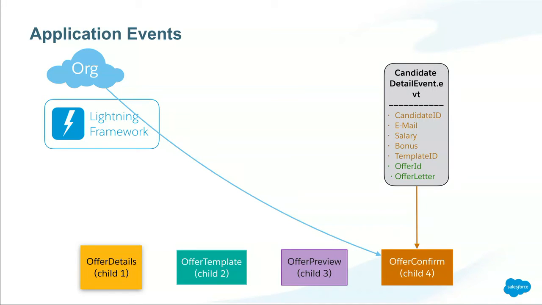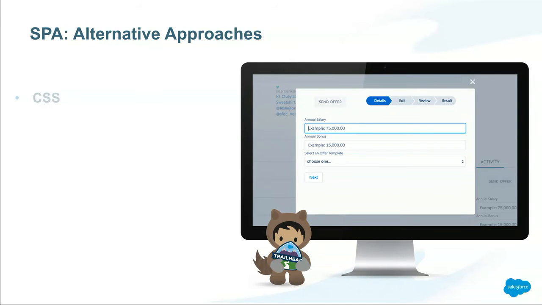So again, you can see that we use Lightning events of two types here to control the navigation inside our SPA and also to share information with each child Lightning component in our flow. So when you create an SPA Lightning component like we did here, you have three different approaches that you can use to create the child components inside the parent, right? You saw the CSS approach that we used, where we hide and show the different child Lightning components at particular times. We would also be able to do that by using the aura:if tag.